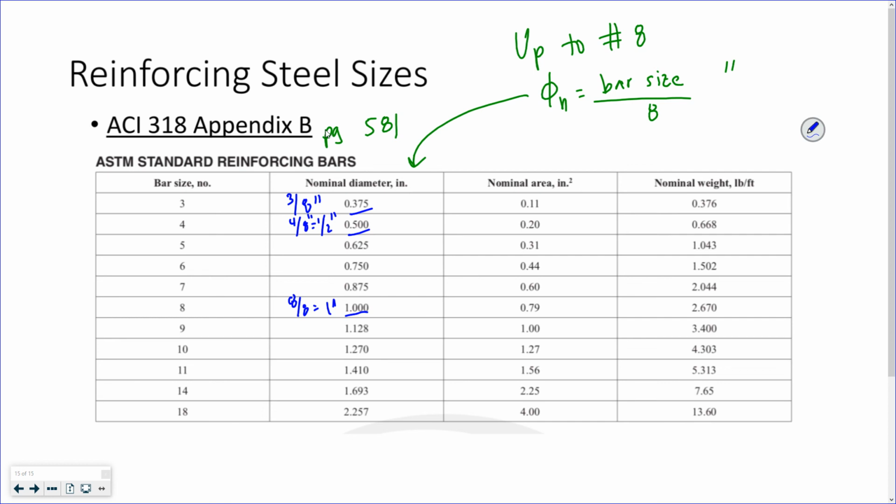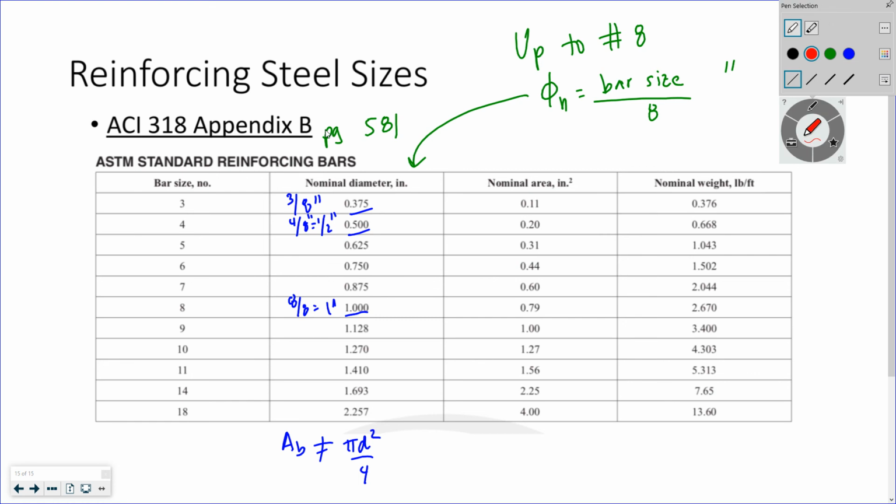When you are using the areas to calculate forces in the reinforcement, do not do pi d squared over 4 using these diameters. Don't do that. The area of the bars is not equal to pi d squared over 4. You would think it would be, but it's not. Right, do not do that. Use these values.